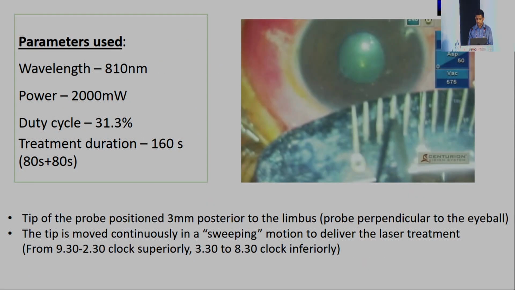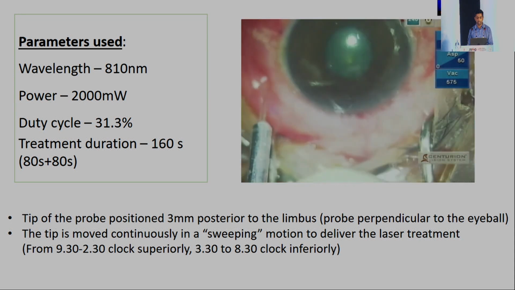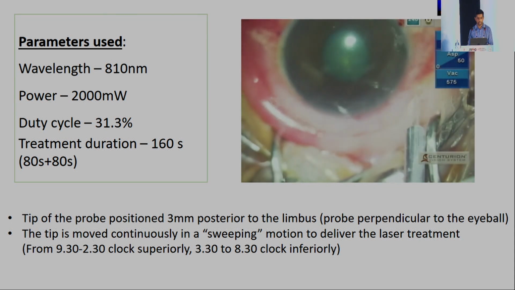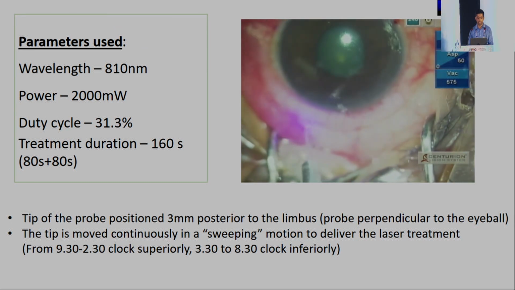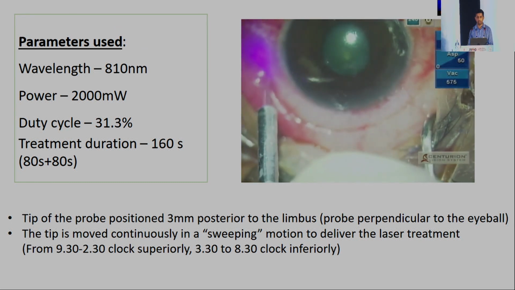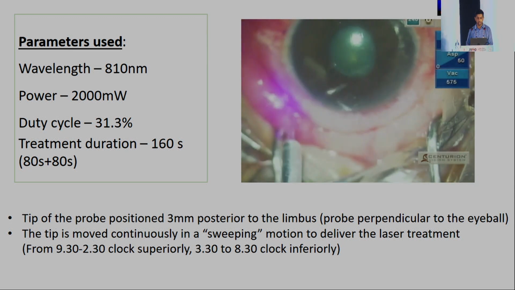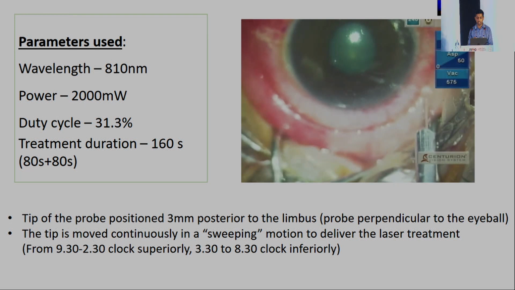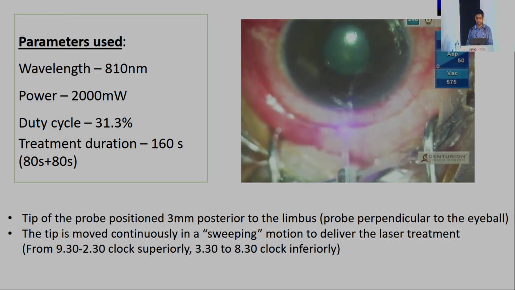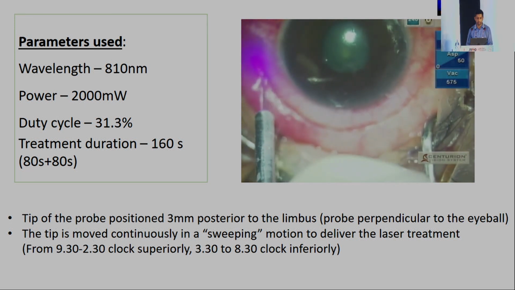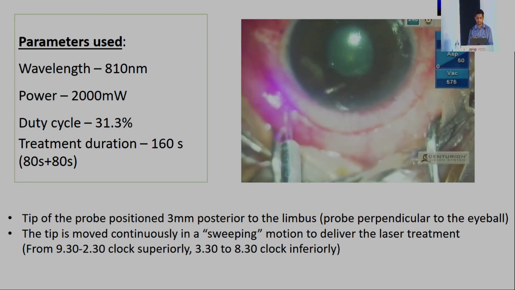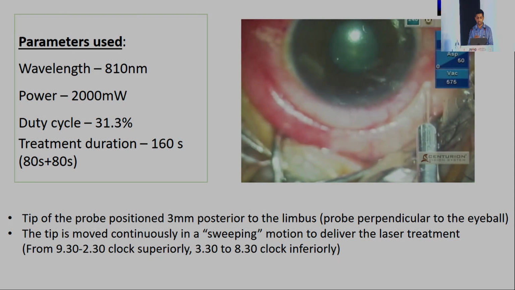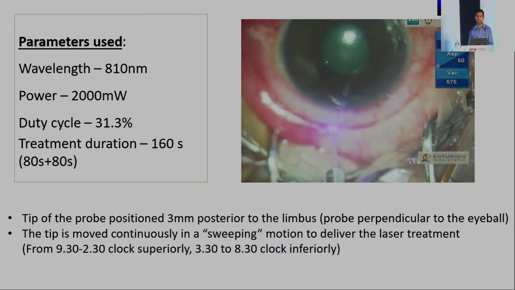So the parameters: again, it uses a diode laser. The power is around 2000 milliwatts. Duty cycle is 31.3%. Treatment duration is 160 seconds, 80 seconds in the upper part and 80 seconds in the inferior part of the sclera. Here the tip of the probe is positioned 3 mm posterior to the limbus. The probe should be held perpendicular to the eyeball. The tip is then continuously moved in sweeping motions to deliver the laser treatment from 9:30 to 2:30 o'clock superiorly and 3:30 to 8:30 o'clock inferiorly.